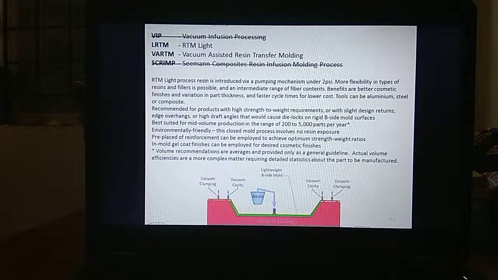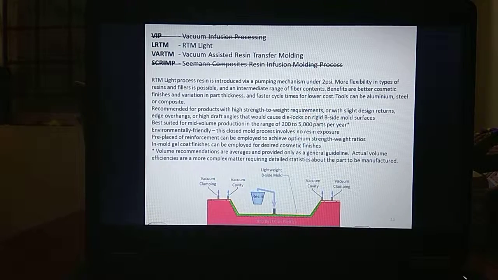It is recommended for a product with a high strength to weight requirement, or with slight design returns, edge overhangs or high draft angles, which would cause a die lock on rigid B-side mold surfaces. Best suited for mid-volume production, like between 200 to 5,000 parts a year.